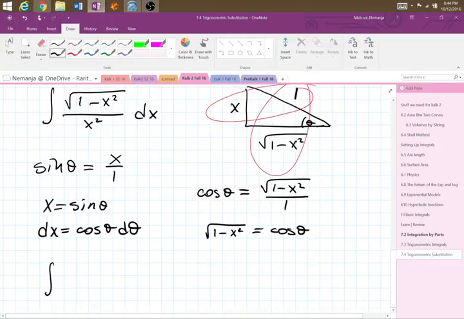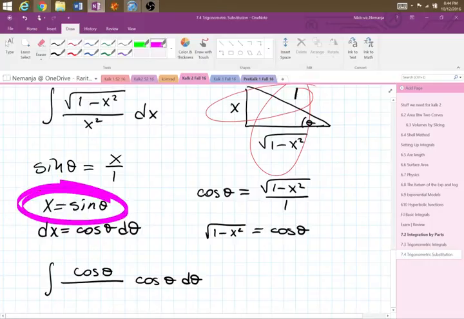Integral, I have a division line. The square root gets replaced by cosine theta. dx gets replaced by cosine theta d theta. And what do I do with x squared? Sine squared. Very good. If you pay attention, you have what single x is equal to. Just need to find where it is. So if single x is sine theta, then x squared is sine squared.